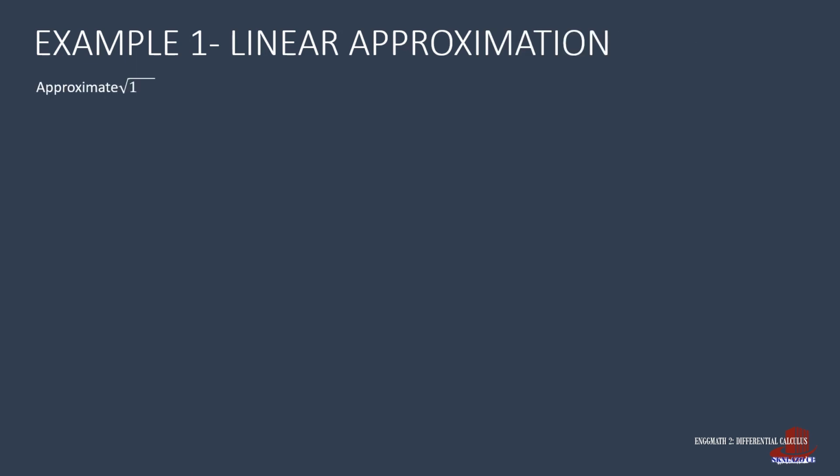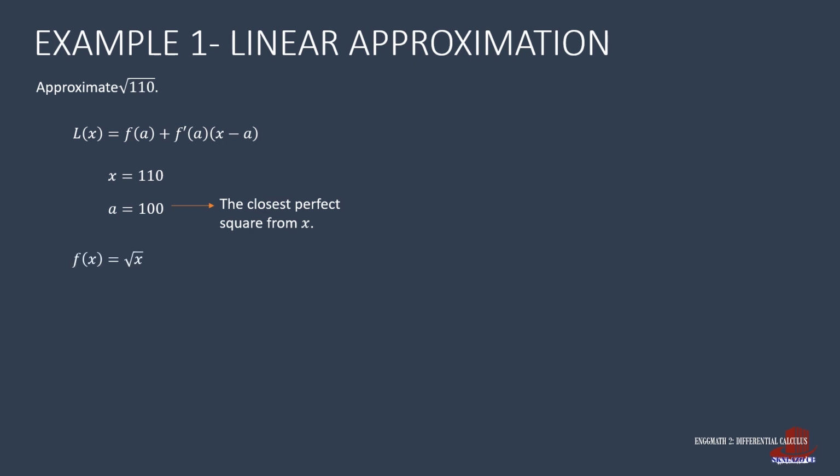The first example is to approximate the root of 110 using both methods, but we start with linear approximation. With the main equation for the method, identify x, which is the given number 110, and a is a number closest to the square of x. In this case, that would be 100. F of x is the root of x, so f of a is taken as the root of 100, which is 10.